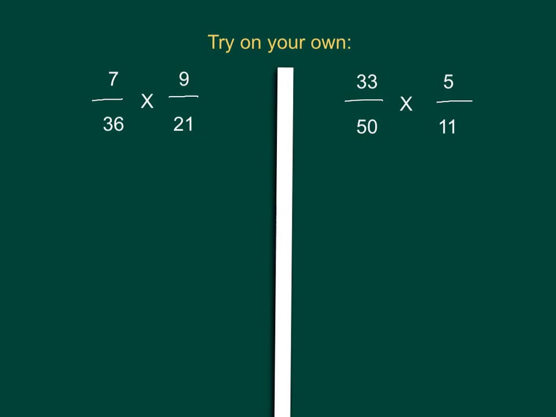Now I would again like you to take a moment to pause this video and try these two problems on your own. Afterwards, please resume the video to check your work.